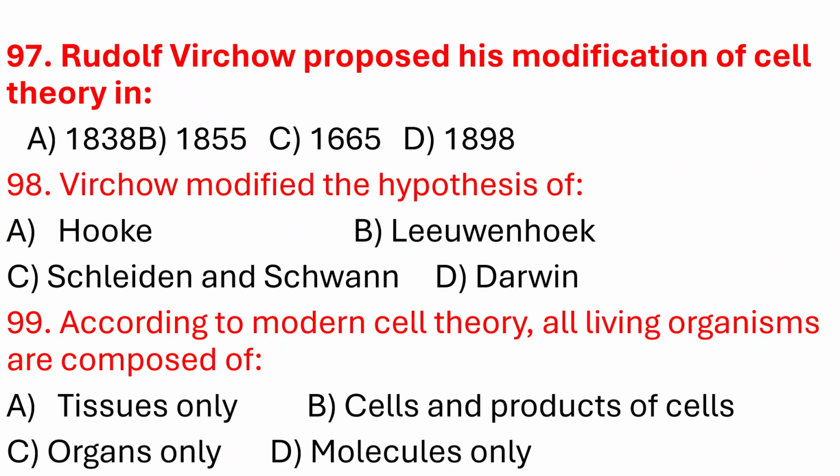Rudolf Virchow proposed his modification of cell theory in 1858. Virchow modified the hypothesis of Schleiden and Schwann. According to modern cell theory, all living organisms are composed of tissue only, cells and products of cells, organs only, or molecules only. Option B, cells and products of cells.